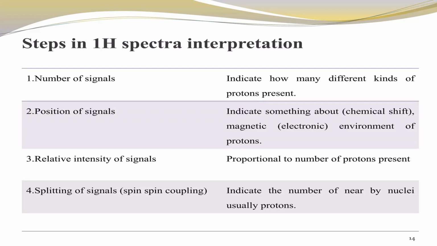Now, we will see the steps in 1H spectra interpretation. First, the number of signals indicates how many different kinds of protons are present. Second, the positions of signals indicate something about chemical shift, the magnetic and electronic environment of the proton. Third is the relative intensity of signal, which is proportional to the number of protons present. Fourth and final is the splitting of signals: spin-spin coupling, indicating the number of nearby nuclei, usually protons. So these are the steps of H1 spectra interpretation.